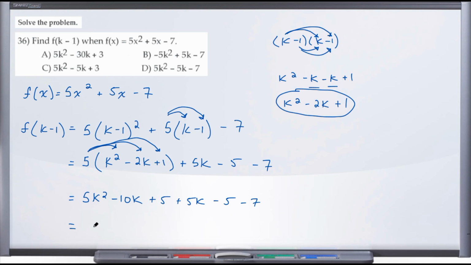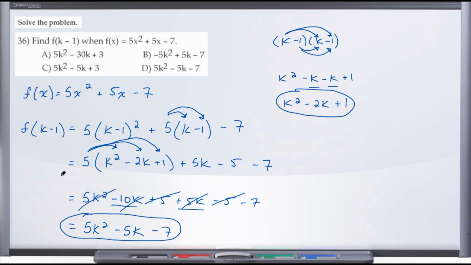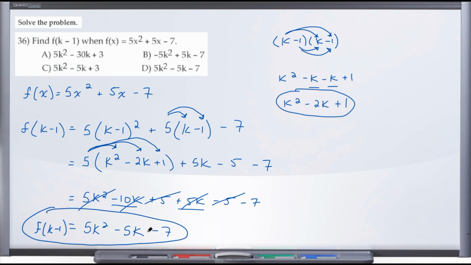All right, finally, let's combine like terms if we can. Do we have any other k squareds? Nope. So our 5k squared comes down. Do we have any other k's? Yes, we do. We have a negative 10k plus 5k. Well, that gives us minus 5k. And then we have 5 minus 5. Well, those cancel out, and we're left with just negative 7. So our final answer is f of k minus 1 equals 5k squared minus 5k minus 7.